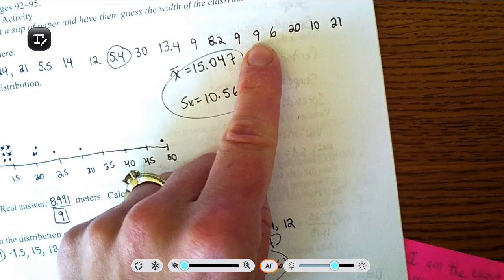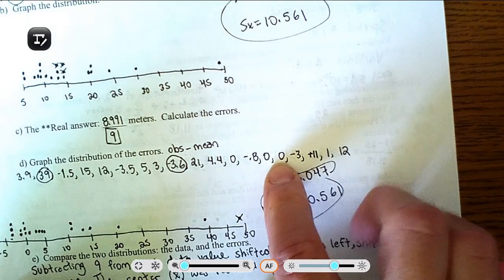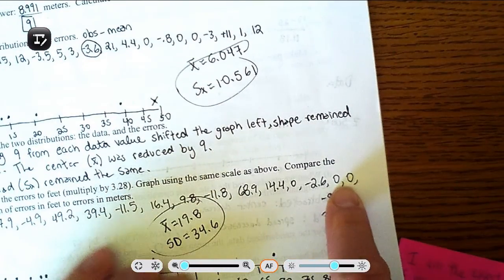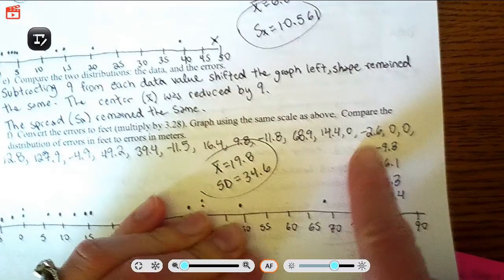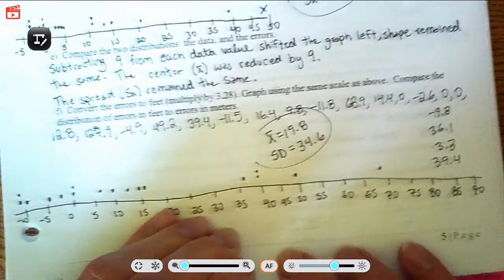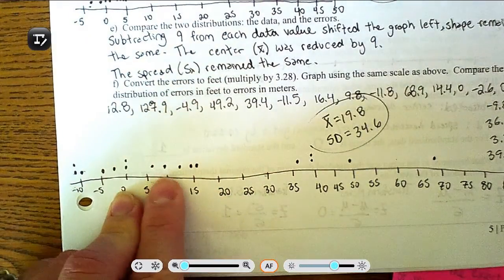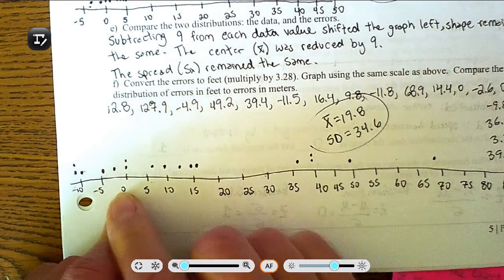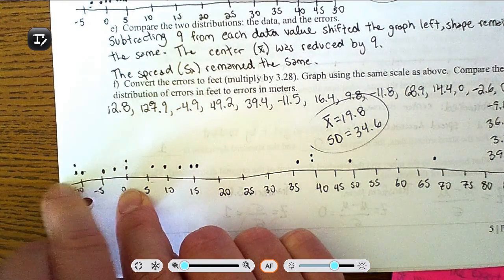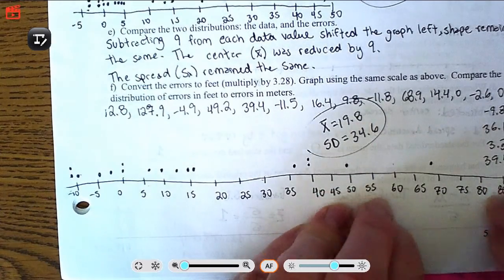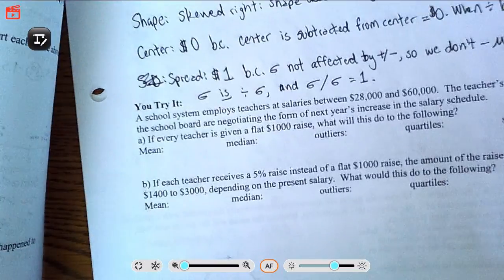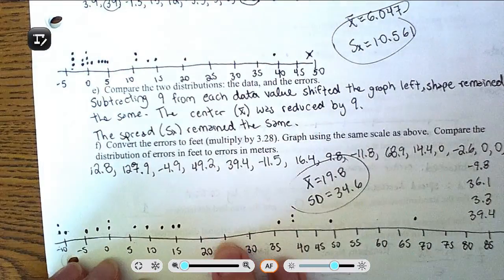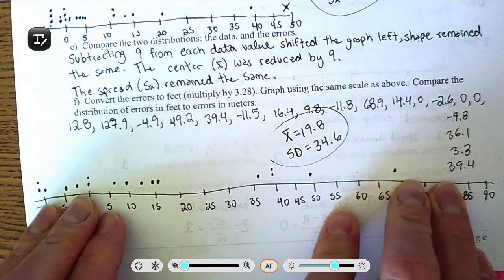One more thing to take note of is that those few students that guessed 9 had an error of 0. And after the multiplication, they still had an error of 0 because 0 was multiplied by 3.28 to still get 0. Okay, so it seemed like values above 0 were multiplied by 3.28 and spread further right. Values below 0 were multiplied by 3.28 and spread further left. Okay. It also asked us to compare the distributions in meters to the distribution in feet. So we would say that we see a lot more spread.